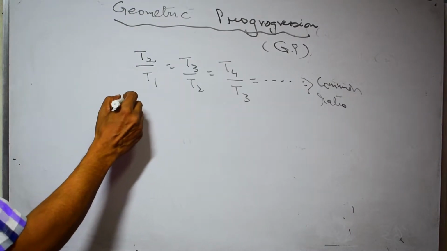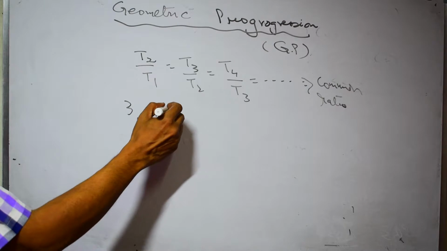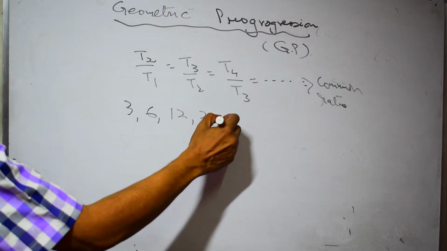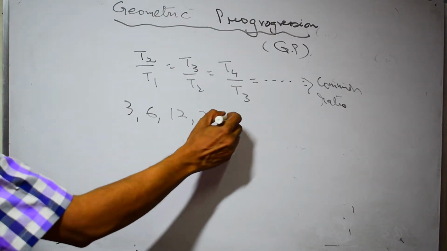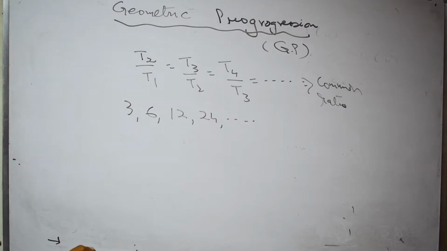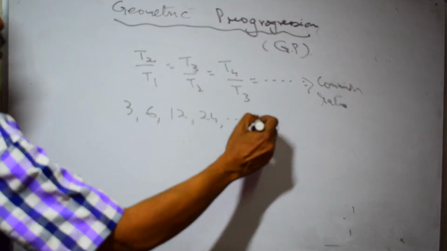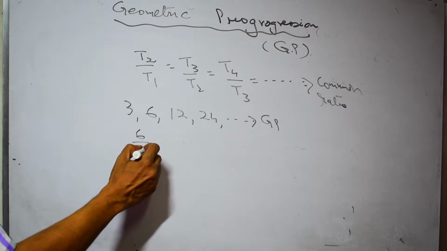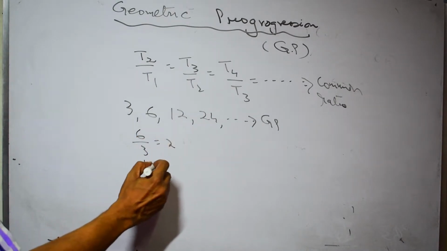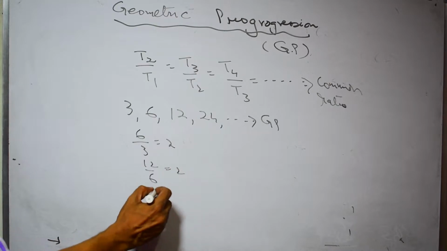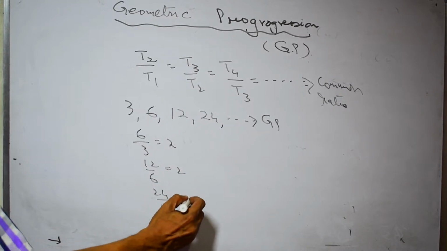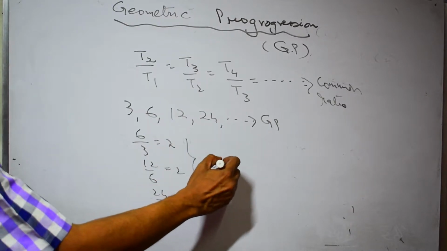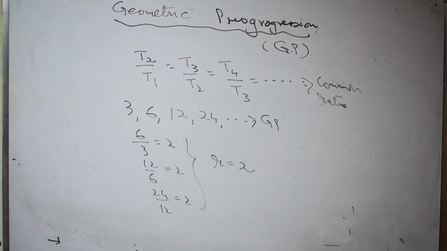Like if you take 3, then 6, then 12, then 24, what we are finding is that this is actually a GP series or geometric progression also, because 6 by 3 is 2, and 12 by 6 is also 2, 24 by 12 is also 2. So in all the cases the ratio of the numbers is 2, so that is the common ratio. The first number we always denote by A.